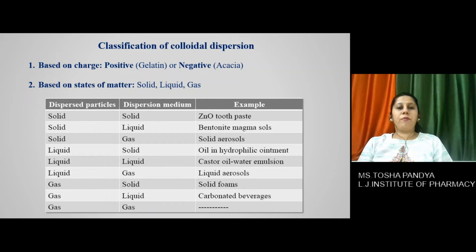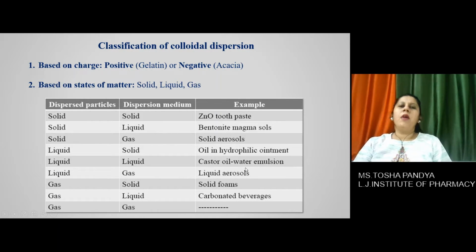Based on states of matter, you have various types of colloids, solid, liquid, and gas, depending on the characteristics of the dispersed phase and dispersion medium. I will cite some examples here. Example, solid in gas. If the dispersed particles are solid and the dispersion medium is gas, the best example is solid aerosols.